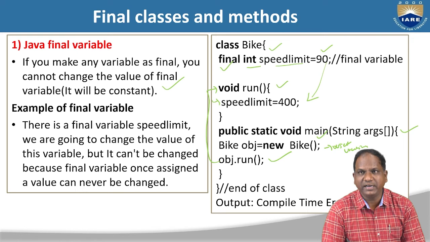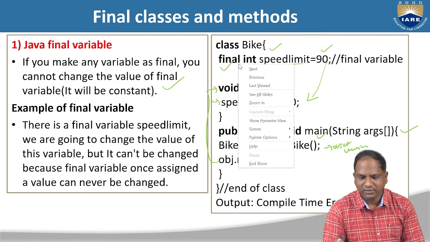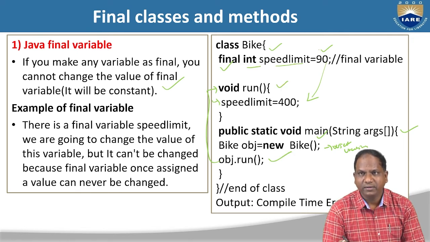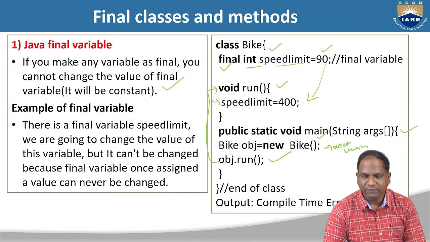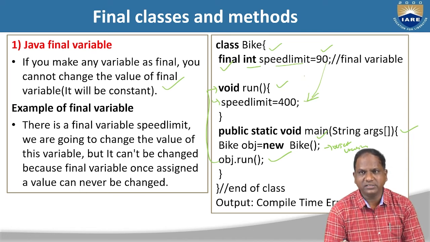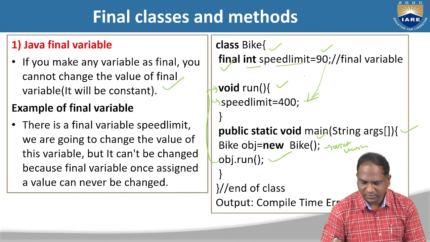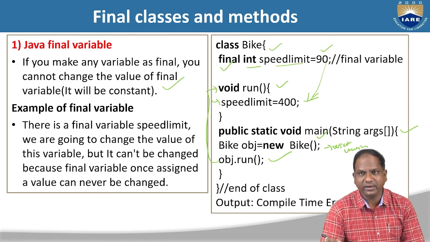What is actually the speed limit? It is final. The value is 90, but you are changing the value from 90 to 400. It is not possible. So what is the output? It will throw a compile time error.